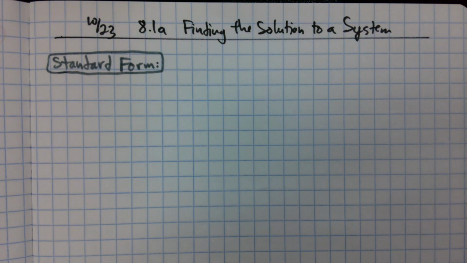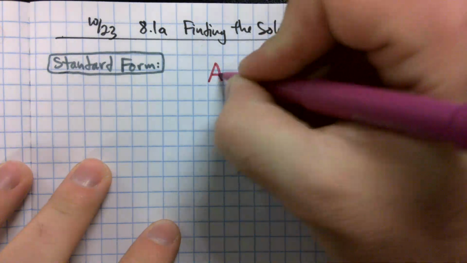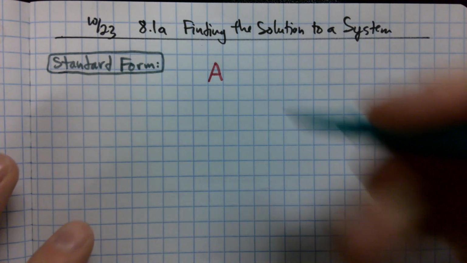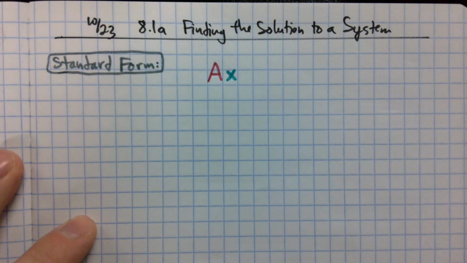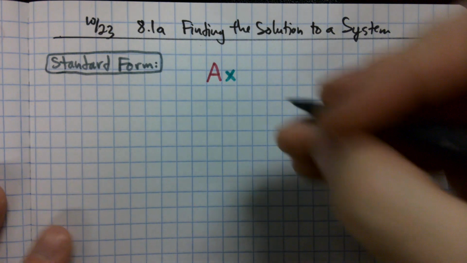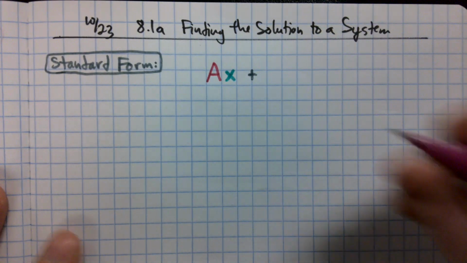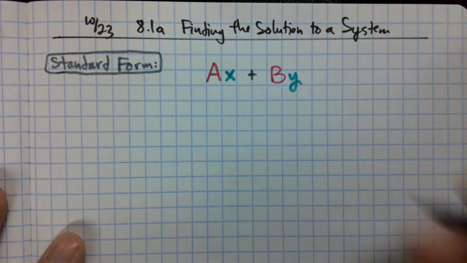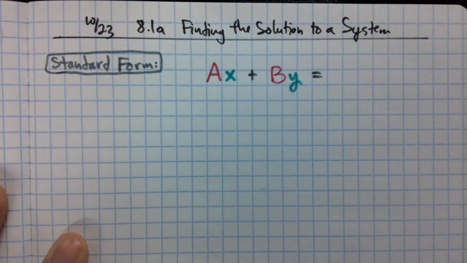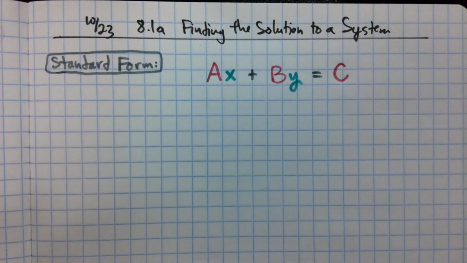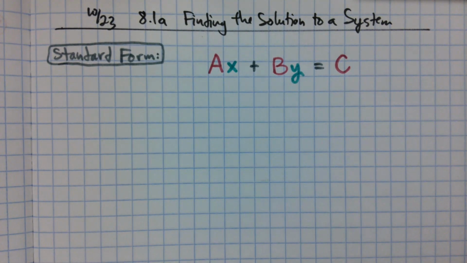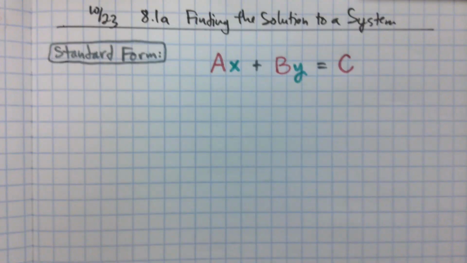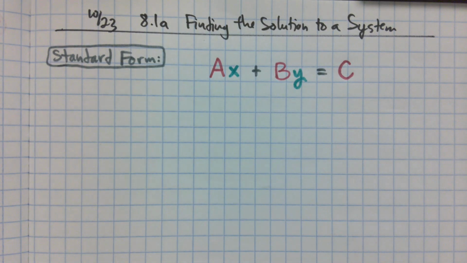Standard form looks like this. Ax, capital A, plus By, capital B, equals capital C. Ax plus By equals capital C.